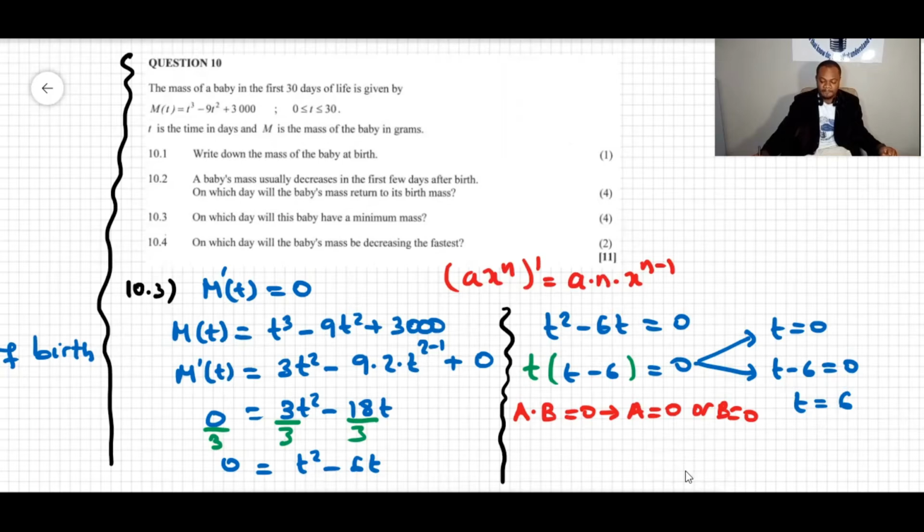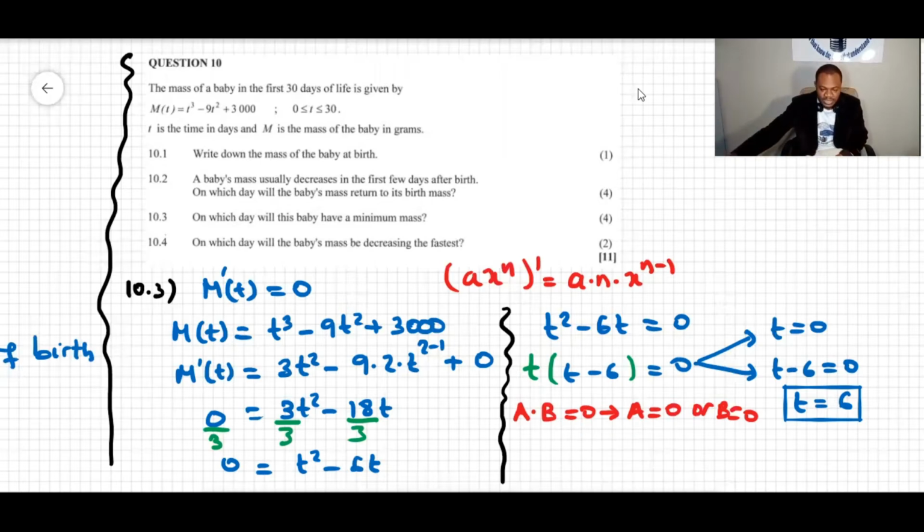So on the 6th day, 6th day on his birth. This is t equal to 0, the initial day, so it's going to be like that, and then t is equal to 6. Thank you. Or sometimes someone else can also solve it differently, okay?